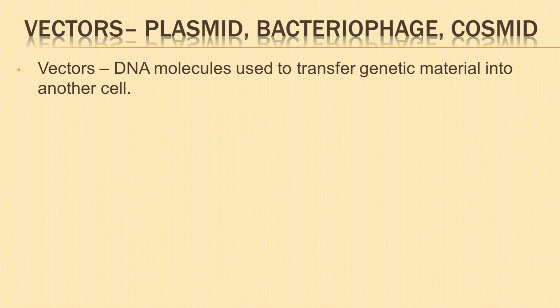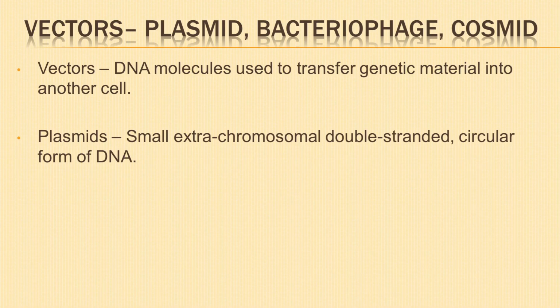It may be a plasmid, or a bacteriophage DNA, or artificial DNA or cosmid. The most commonly used vectors are plasmids, viruses, and yeast cells. Plasmids are the small extrachromosomal double-stranded circular form of DNA that originated from bacteria and can replicate autonomously. They are easily integrated with host chromosome.